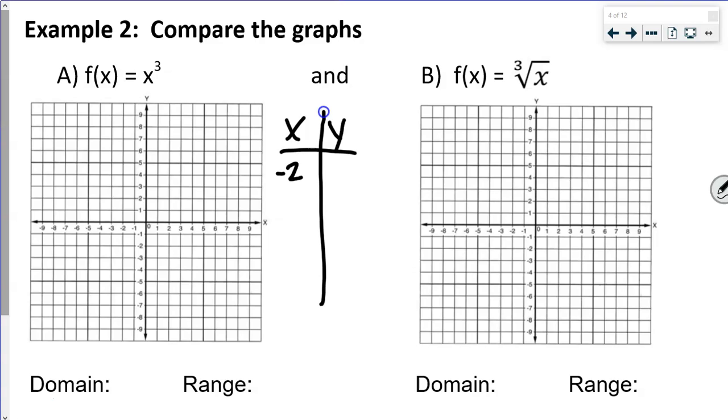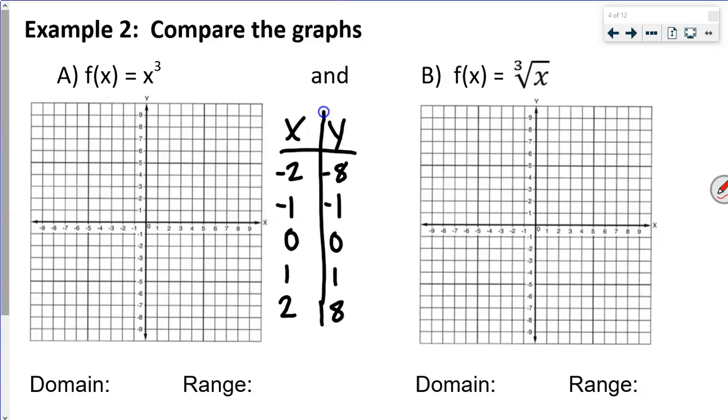So I'm just going to do -2, because I know -2 times -2 is 4, times another -2 is -8. So that's going to be -8, and then -1 would be -1, and then 0 would be 0, 1 would be 1, and 2 would be 8. Now I'm doing these numbers because I don't have a number bigger. So if I do -3, that's going to be -27, and I don't have -27 on this graph.